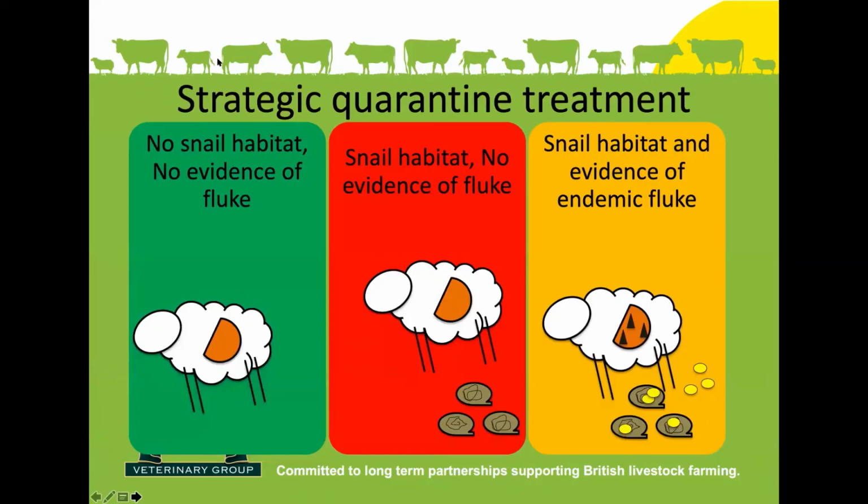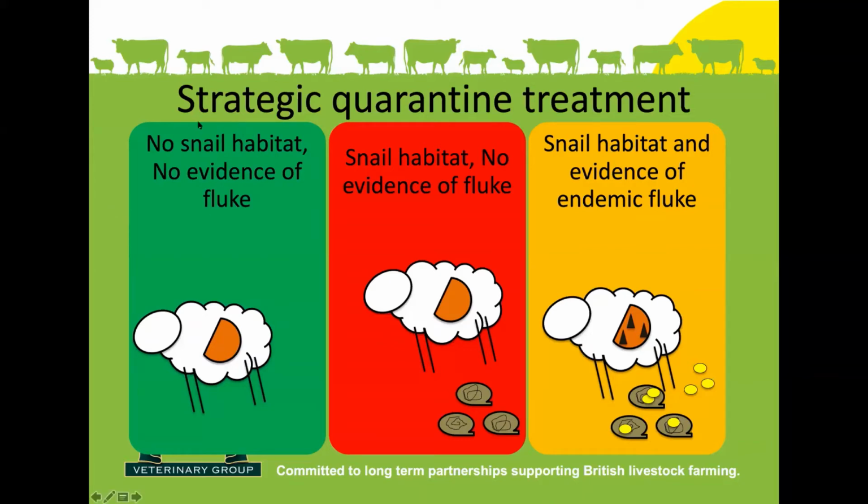So talking about strategic quarantine treatment then, so you guys had a session on wormers, and hopefully you came away from that meeting with the idea that you needed to get yourself a really good quarantine protocol in place to prevent you buying in resistant worms. Now, this is something that we want to do in the fluke as well, and therefore what we don't want to be doing is buying in fluke and buying in resistant fluke.